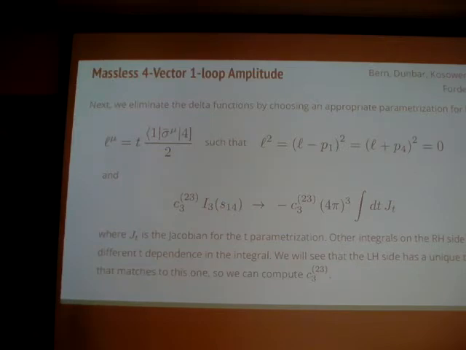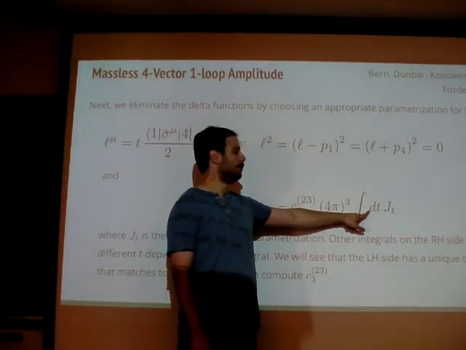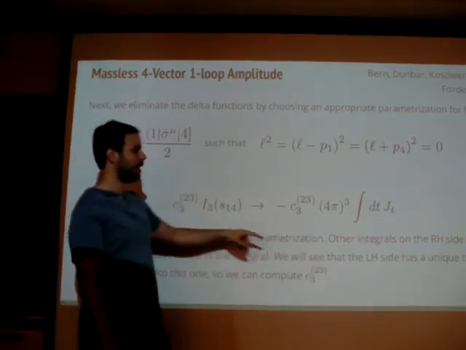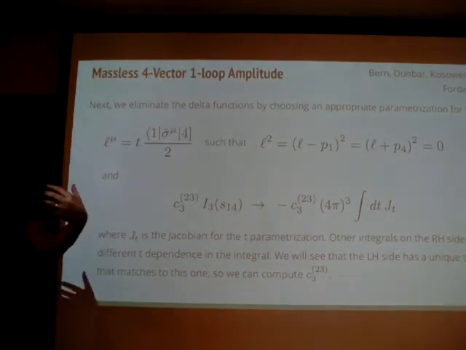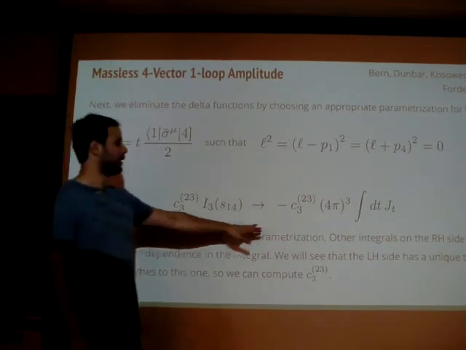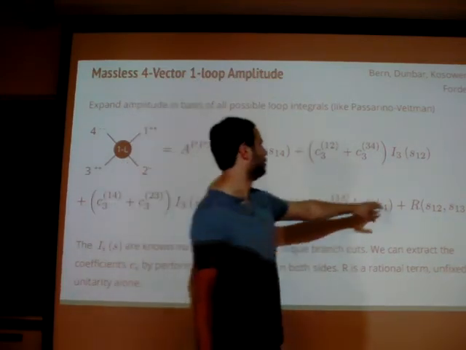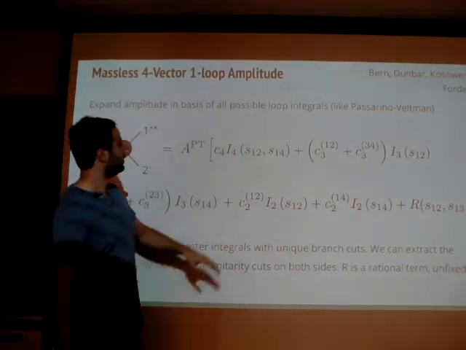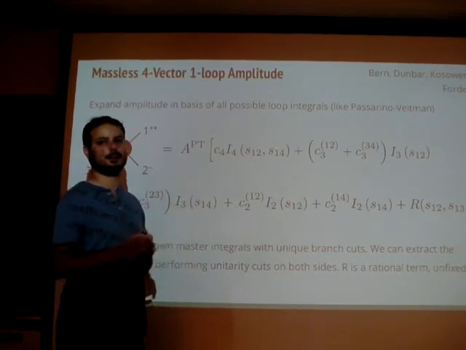As soon as I use this parameterization, the loop integral just becomes an integral over my one degree of freedom that's left, which is this constant prefactor t times the Jacobian that I'm just grabbing along. I don't need to calculate this Jacobian because it will appear on both sides of my generalized unitarity cut. So this is the result for the right-hand side. This is what's going to remain from this integral. Note that there's going to be some contribution from I4 as well, but there's a clever way to disentangle these contributions.